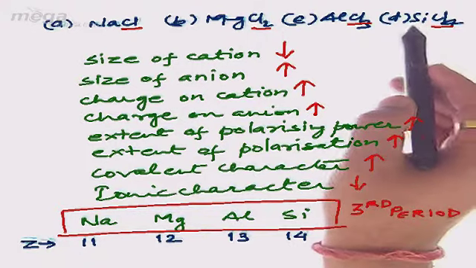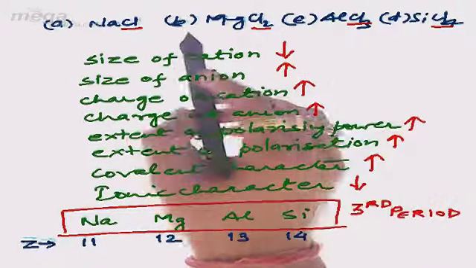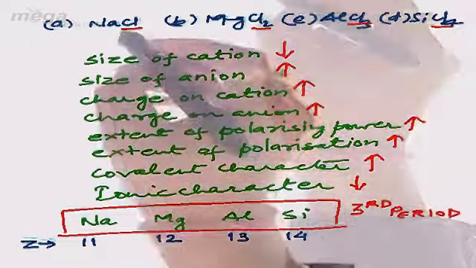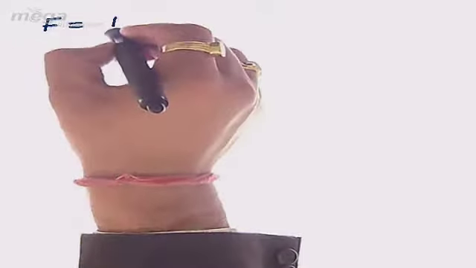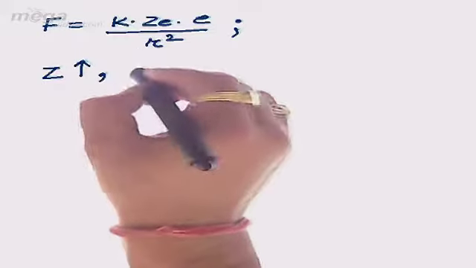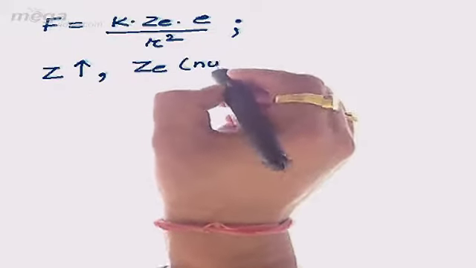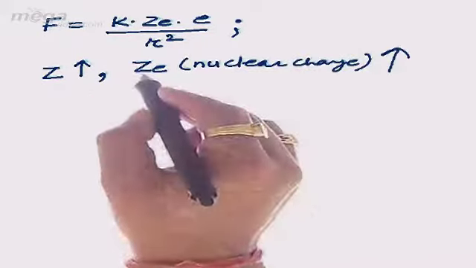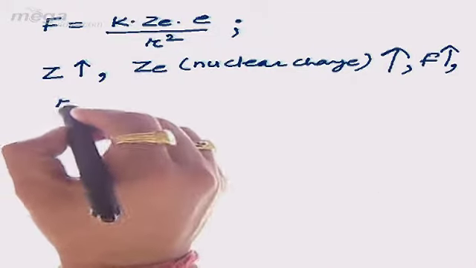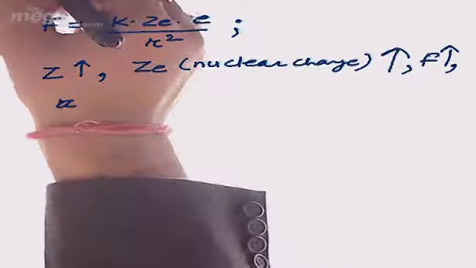Now smaller than silicon there will be none of these elements, because in silicon the atomic number is 14, and what we know is that the attractive force is given by K into Z effective into e upon r square. Now as atomic number increases, we find that Z effective, which is called nuclear charge, also increases. So increase in the nuclear charge and increase in the attractive force will decrease the atomic radius.